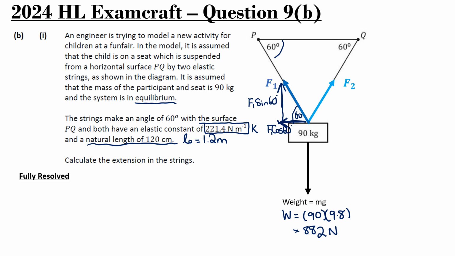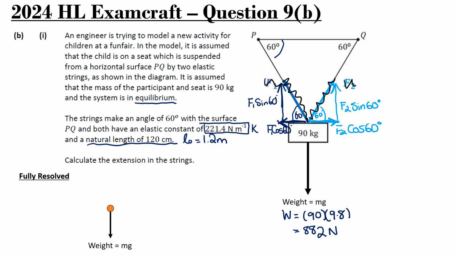I can do something very similar over with my force 2. So there are my two components. 60 degrees is here, so this is F2 sine 60 because it's the opposite side, and this is F2 cos 60, which effectively means that these forces are not needed anymore. So we have instead F1 sine 60, F1 cos 60, F2 sine 60, F2 cos 60. So I'm going to show these all on a diagram just a little bit cleaner so we can make sense of it. So we have our weight, which is mg, which is 882 newtons.